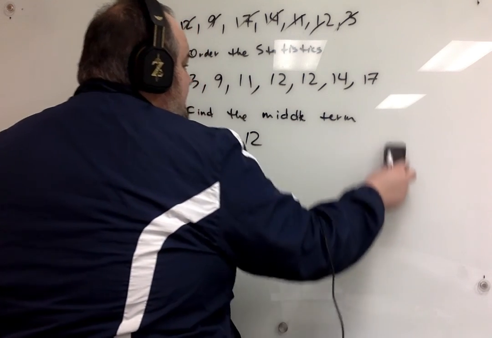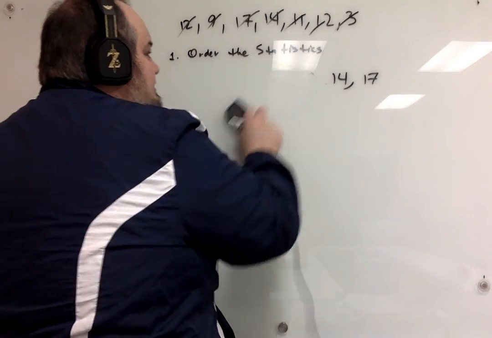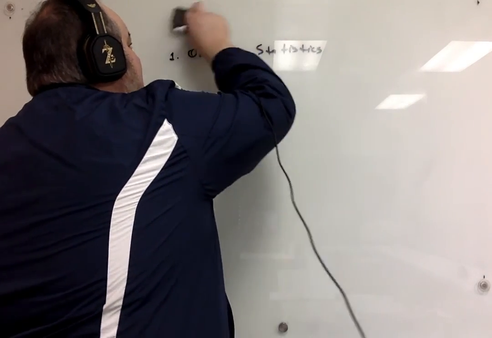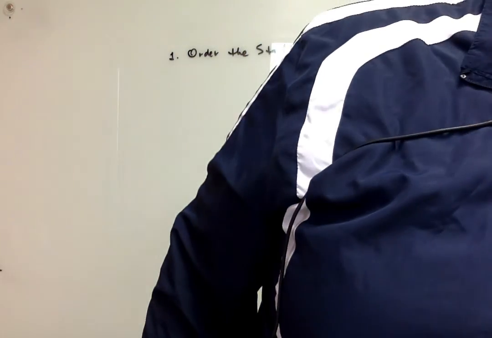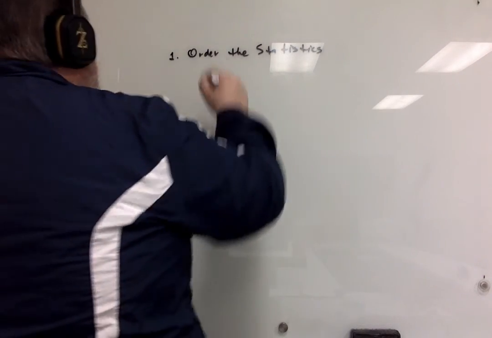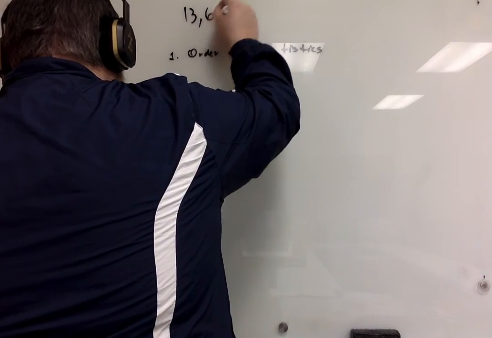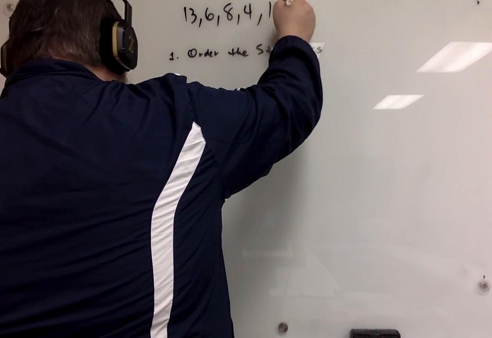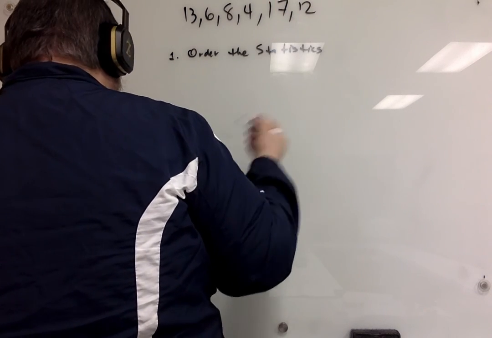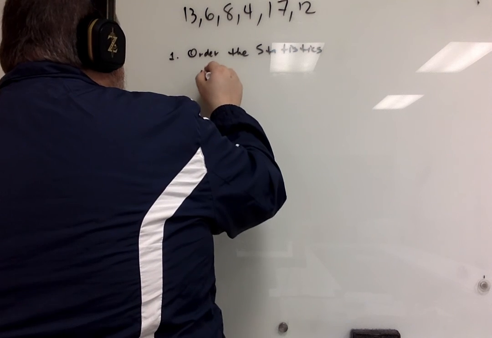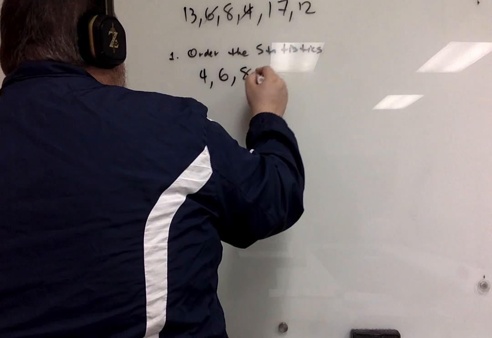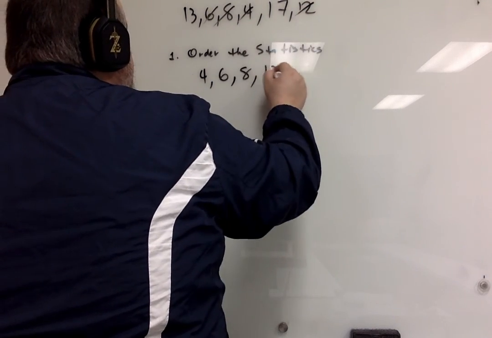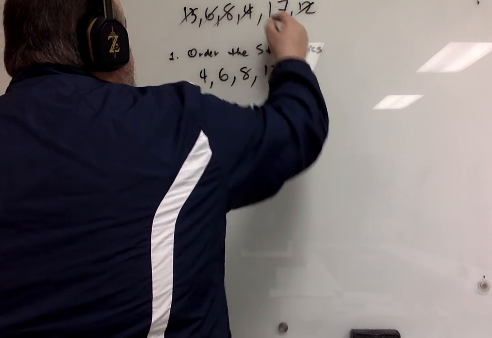So let's take a look at another example where there's an even number of statistics, and that's going to be example 6.8b in your book. So let's write down those numbers. They have 13, 6, 8, 4, 17, and 12. Once again, we're going to order the statistics, so 4, 6, and then 8, and then 12, and then 13, and 17.